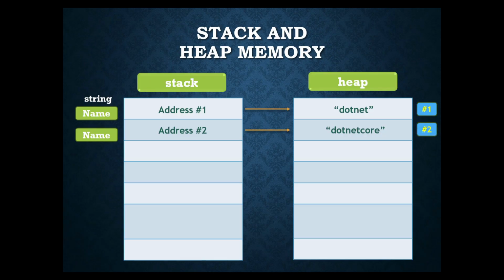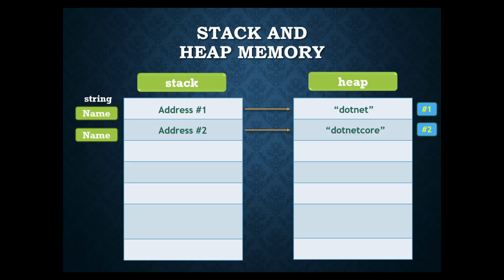Every time we assign another value to the string, it creates another address, and the value is stored in the heap memory. String, classes, interfaces, arrays, delegates: these are all reference types. The address is stored in the stack memory and the values are stored in the heap memory. Every time we assign a variable, a new address is created, and that address refers to the heap memory. So this is reference types.